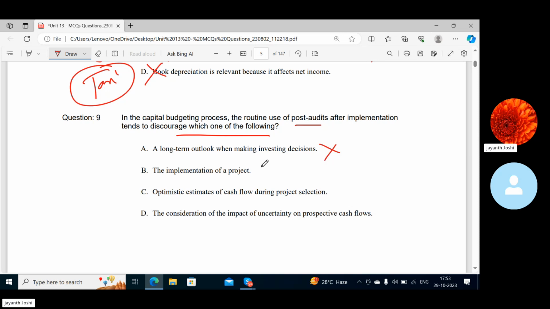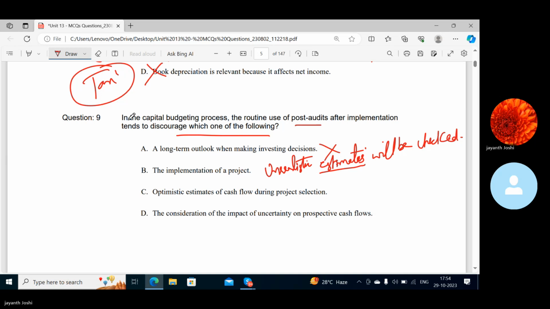So there may be some estimates made, right? So unrealistic estimates will be checked after audit, right? See, why do you do audits? In capital budgeting, what you're doing is a budget, right? Budgeting is all about what? Estimates. So with audit, they can check where unrealistic estimates are made or unnecessarily overestimation or underestimation is done. Correct? So audit can stop that.